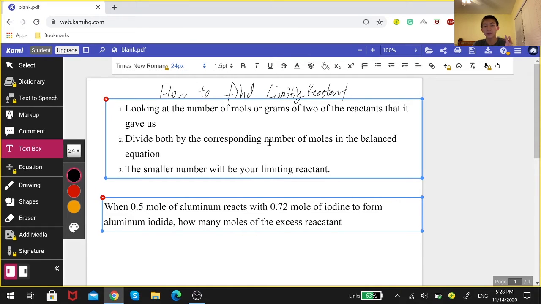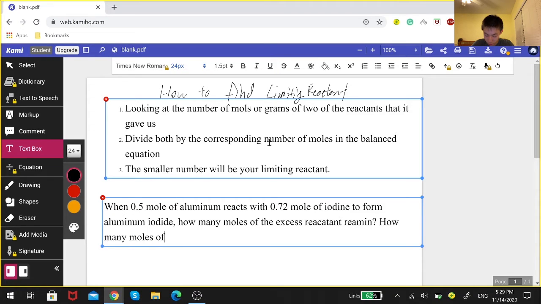So let's say you have 5 moles of hydrogen and 1 mole of oxygen. That's not a very good example, but you get the idea. Since there's only 1 mole of oxygen, you can only use 1 mole of hydrogen. And then you'll have a resulting 4 extra moles of hydrogen that cannot be used in this reaction due to the limiting reactant, and those 4 moles of hydrogen will be the excess reactant. Now, how many moles of aluminum iodide will be formed?